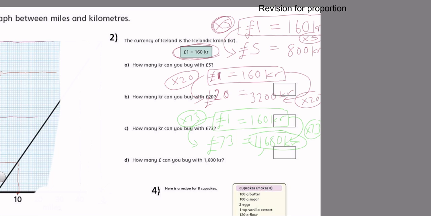So £73 will get me that many kronas. Remember, let's suppose a second-hand TV costs £73 in the UK, that same TV probably costs about 11,680 kronas in Iceland.